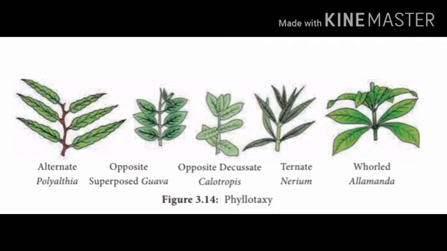The third type is called ternate. In ternate, in a node you will have three leaves. If there are three leaves in a node, it is ternate, like Nerium. Next, whorled: if there are four leaves or more than that, more than three leaves in a node, it is called whorled. So these are the various types of arrangement of leaves on a stem which we call phyllotaxy.